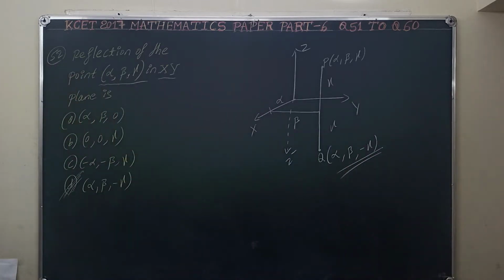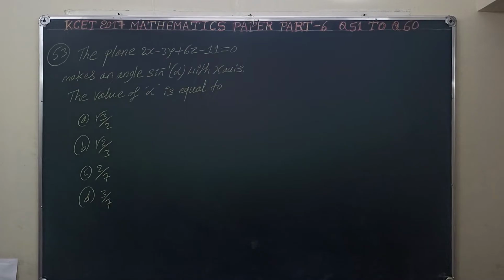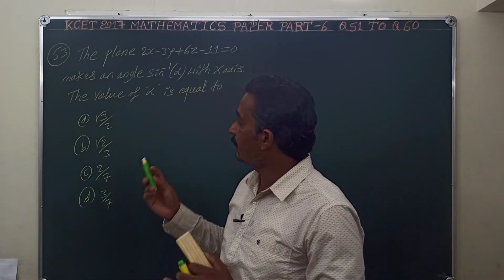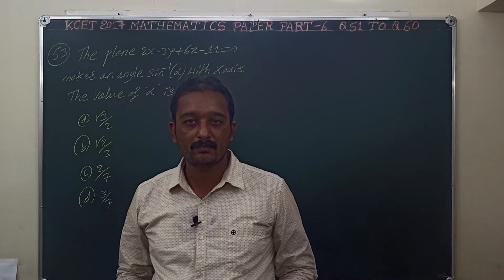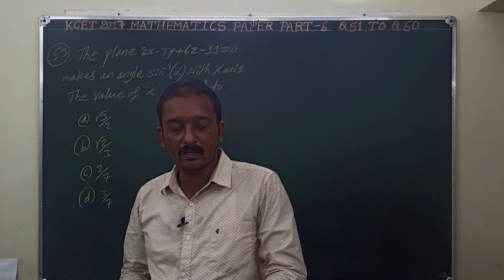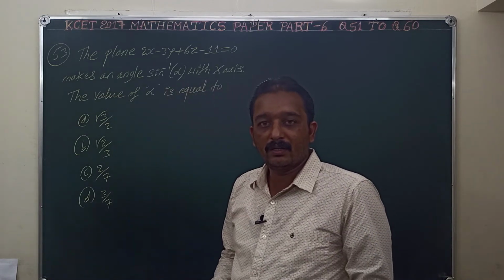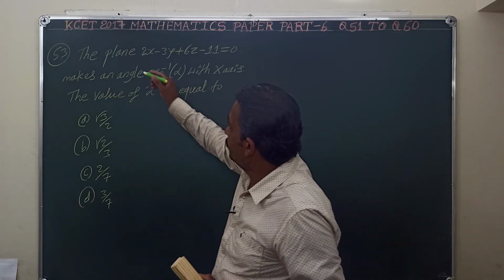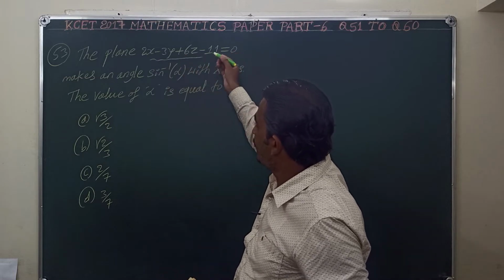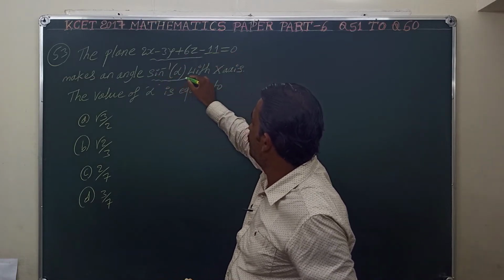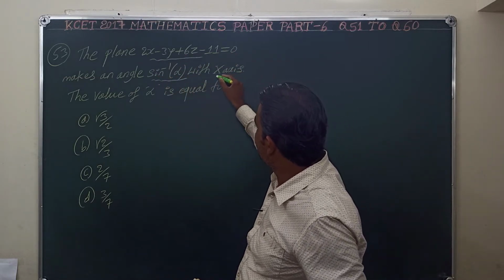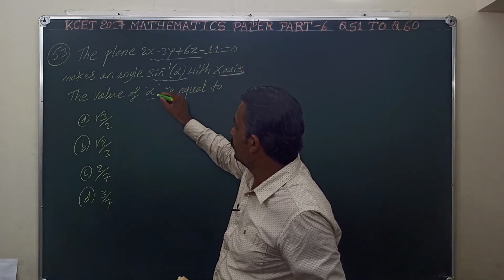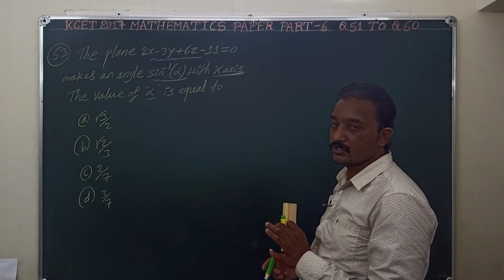So now let us move on to the next question, question number 53. This question, based on the chapter three-dimensional geometry, belongs to the second year, particularly the angle between a line and a plane. Here the plane makes an angle sine inverse of alpha with the x-axis, where the x-axis is the line. Then find the value of alpha. Draw the rough figure of this question.